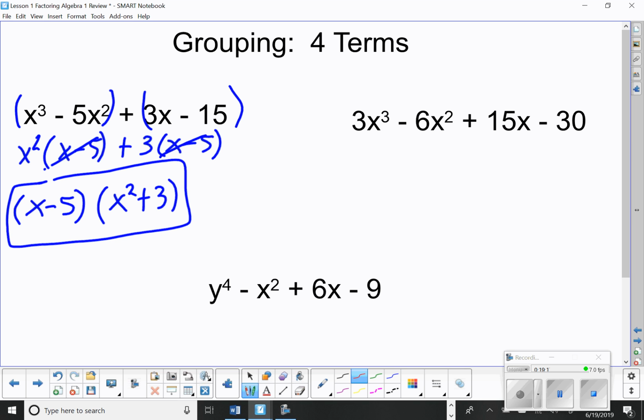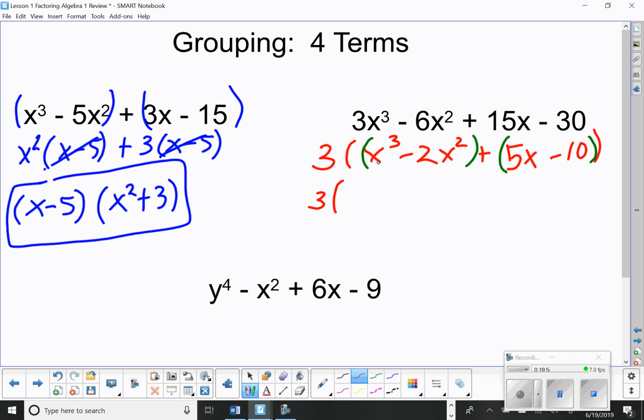Over here, before I start this whole crazy thing, I notice that all of the numbers are divisible by 3. So I'm going to take the greatest common factor of 3 out first. And that gives me x cubed minus 2x squared plus 5x minus 10. I'm going to come back in and I'm going to group. So I'll group the first 2 and I'll group the last 2. I have to keep my greatest common factor out here.